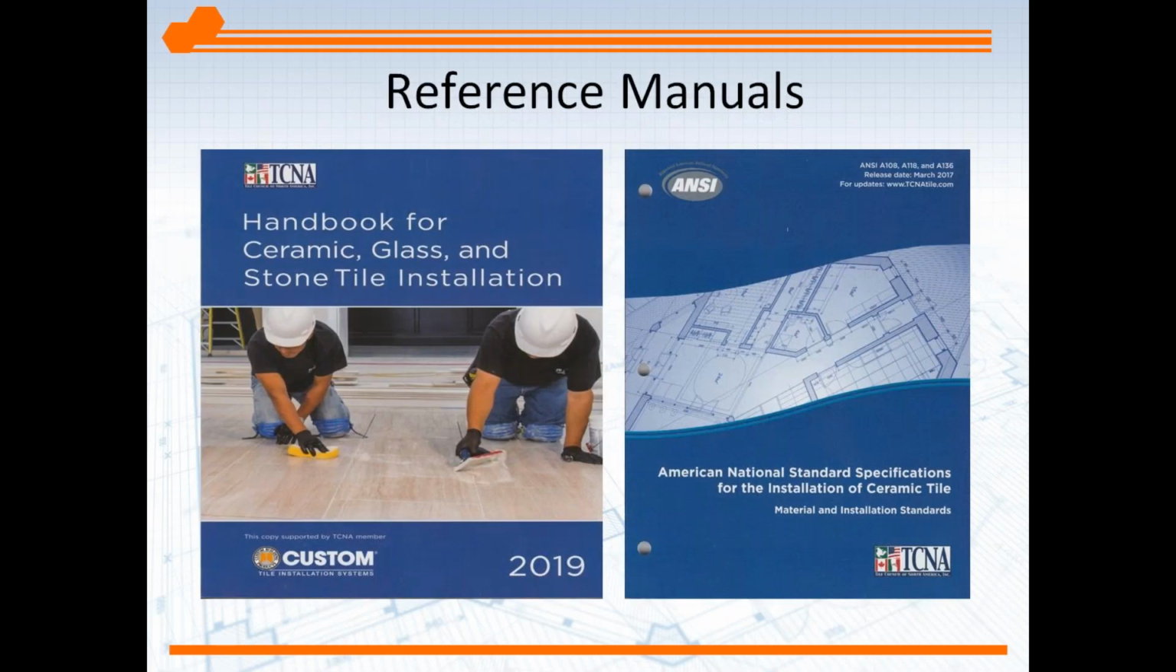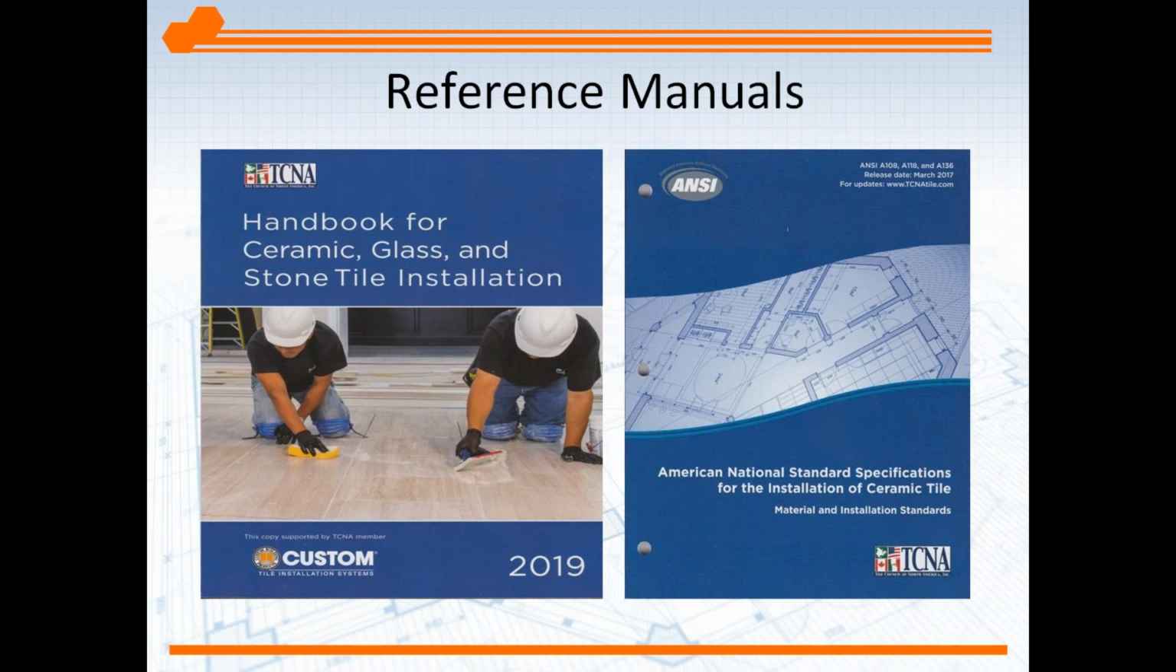So first we have to start with the TCNA and the ANSI catalog. TCNA is the Tile Council of North America on the left, and on the right, the ANSI, American National Standards Institute catalog. The industry is actually very lucky, tile industry. Other industries don't have these type of catalogs and workbooks to go by. They don't have the format and the guidance that these books offer. You'll hear me refer to these books quite a bit during the presentation.